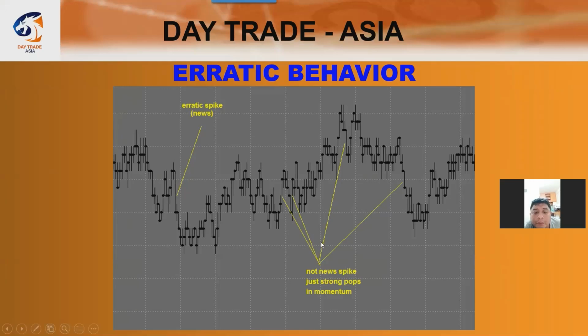So again, here are some erratic bars like I showed you before, as compared to these small bars. That's your erratic bar. So these are erratic bars here compared to these bars. That's your erratic bar. Okay.